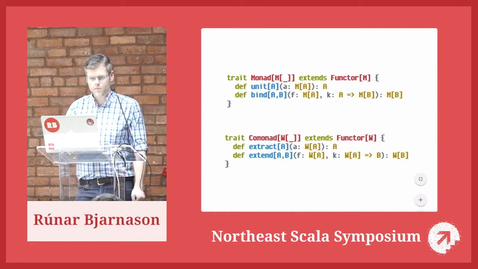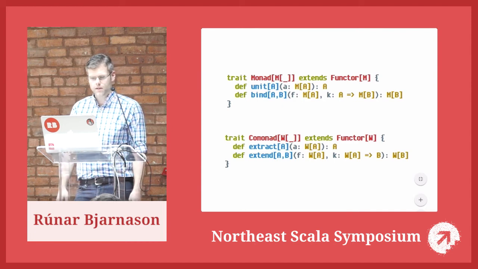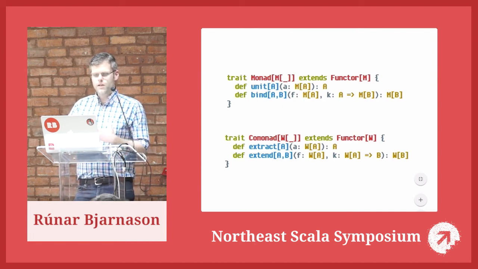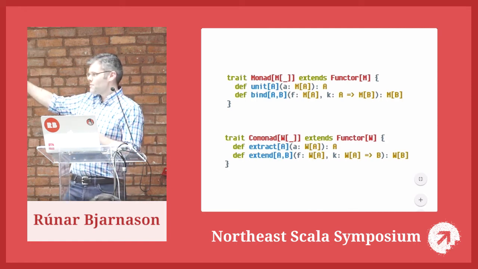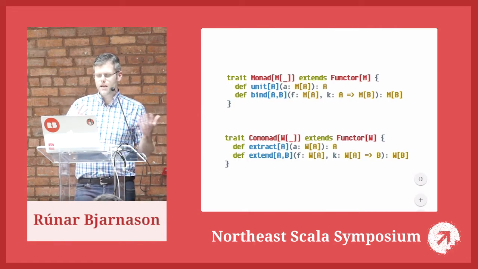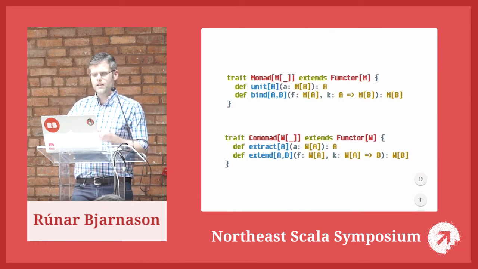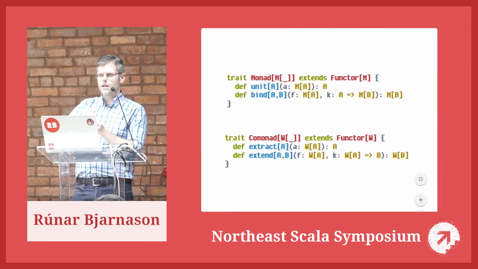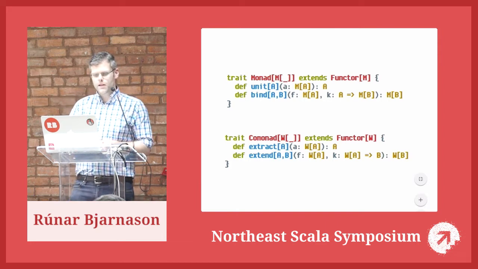If you're not that familiar with comonads, comonads are basically the dual or the opposite of monads. So instead of having a unit where you could go from, this is actually backwards, it should be from A to M of A. So unit goes from A to M of A, and then bind is like flatMap. You have an M of A, and a function K, which given that A can graft that M of B in there. But with comonads, you have the opposite.